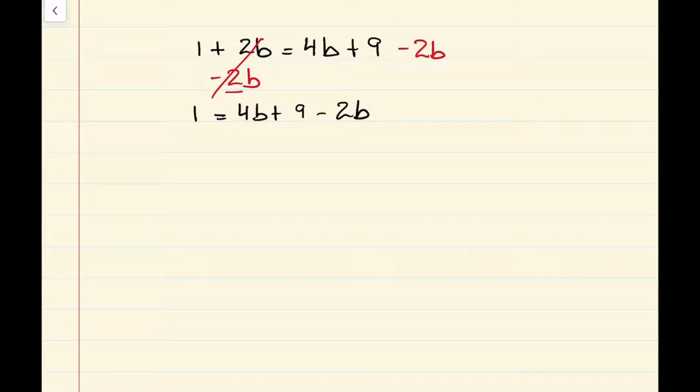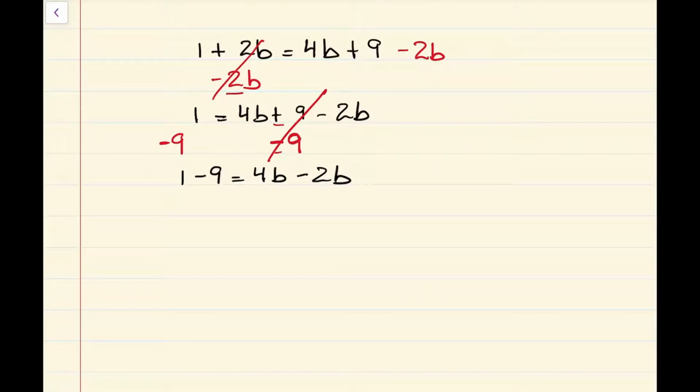Now what we're going to do is subtract 9 from both sides so that this plus 9 minus 9 cancels out. So the resulting equation will be 1 minus 9 is equal to 4b minus 2b. Okay, so now that we have 1 minus 9 is equal to 4b minus 2b, let's just solve for b.